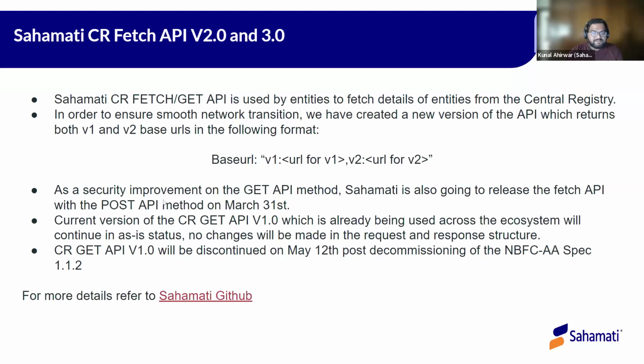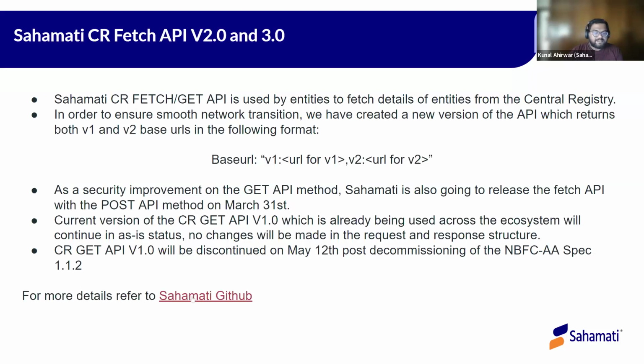As an improvement in terms of security, we are also going to be releasing a POST version of this API on March 31st, which will also align it with the ReBIT specs. Since all the ReBIT APIs in 2.0 are on the POST method, we also want to align the CR Fetch API to this, and we will be releasing a new version of the Fetch API with a POST method by March 31st. We will also be sending out an advisory once the API is ready with the details about the API. And of course, the current Get API 1.0, which only returns the V1 base URLs, will be decommissioned on May 12th after entities have gone live on 2.0.